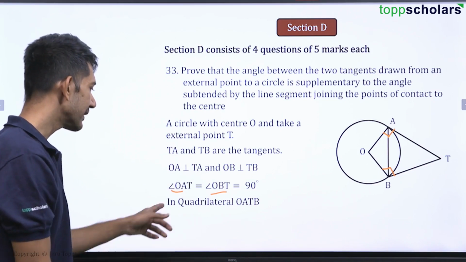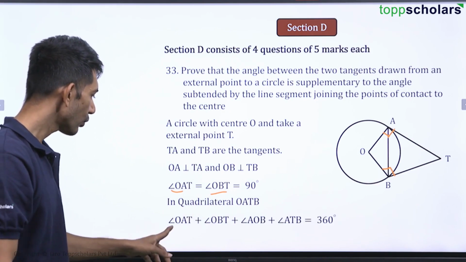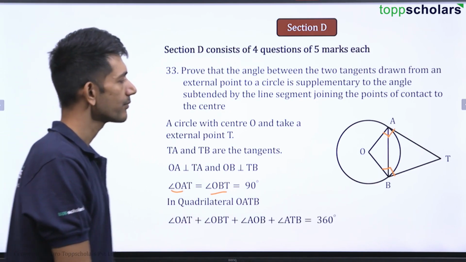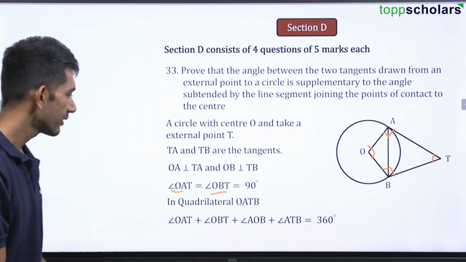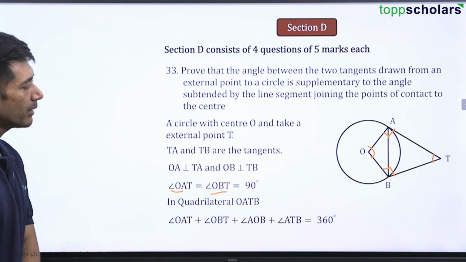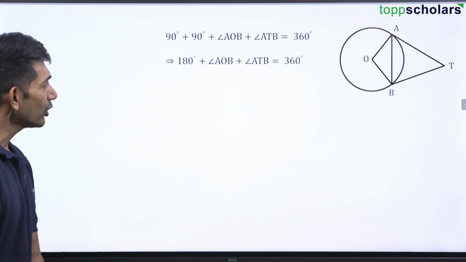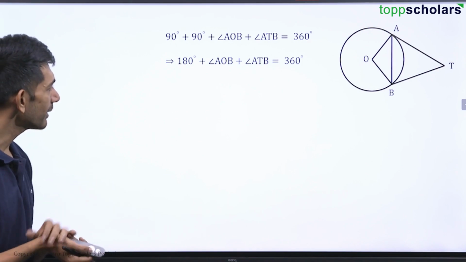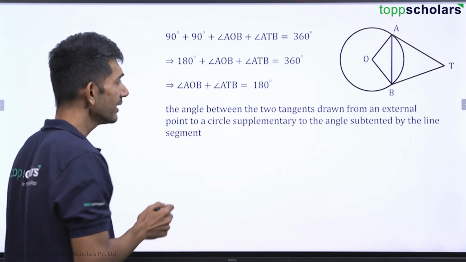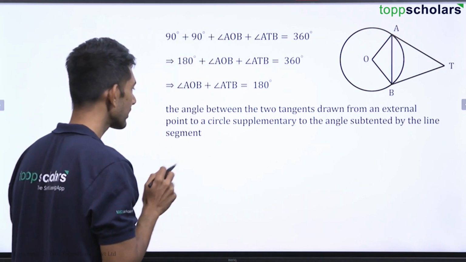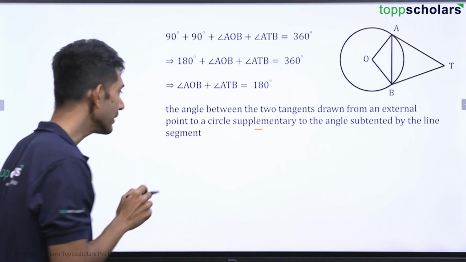Now in quadrilateral OATB, I know that the sum of all angles of the quadrilateral is 360 degrees. So OAT plus OBT plus AOB plus ATB. Remaining two angles, this angle plus this angle, is going to be 360 degrees. So here I get 90 plus 90 plus ATB plus AOB. Just put the values. So I get AOB plus ATB is equal to 360 minus 180 and that gives me 180. Now understand. So here the angle between the two tangents drawn from the external point to a circle is supplementary to the angle subtended by the line segment.